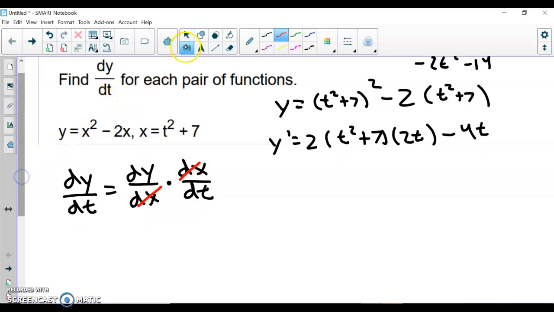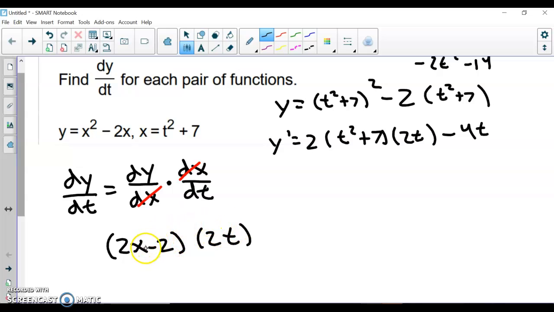So let's see, if we do it that way, we can get dy/dx by simply taking the derivative of y, which is 2x minus 2, and then we will take the derivative of x with respect to t, which is 2t. So here we have dy/dx, 2x minus 2. And we've got dx/dt, which is 2t. And now this product is the answer.